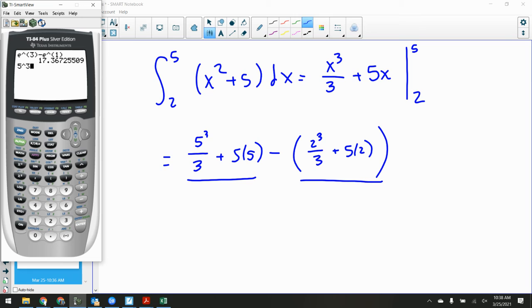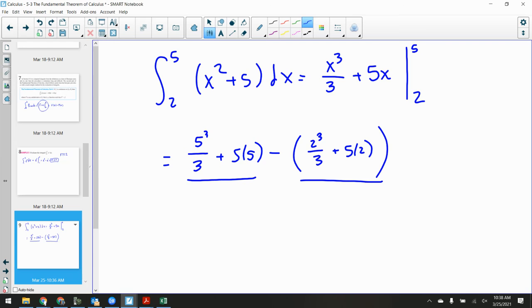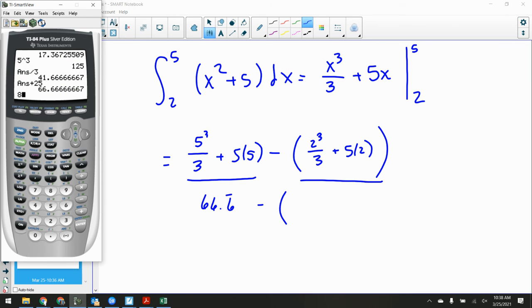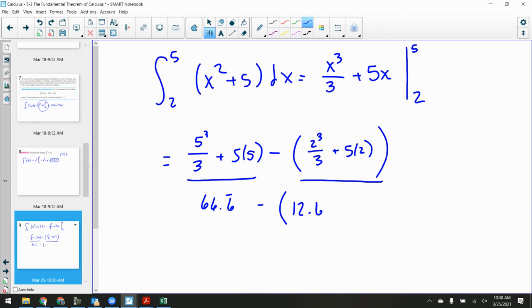5 to the 3rd divided by 3 plus 5 times 5 is 25. 66.6, nice. Minus, and this is going to be 2 to the 3rd over 3, so 8/3 plus 10. So 12.6 repeating. So that's going to get me 54, all in total.